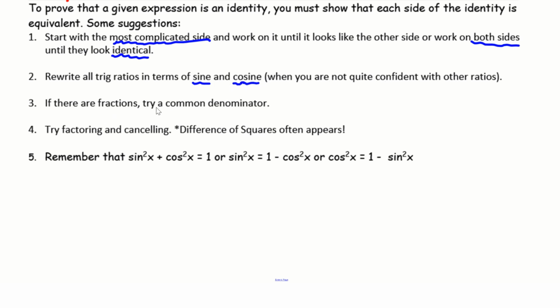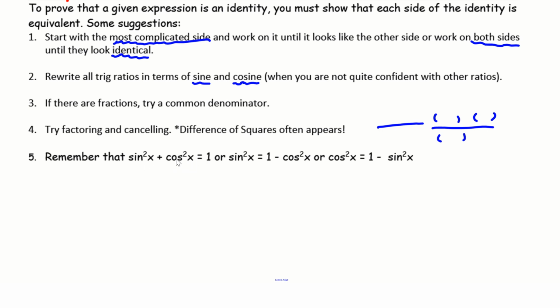If they are fractions, try to use a common denominator to make the numerator or denominator match for the left side and the right side. And also try factoring and canceling if you have fractions. So factor them, then try to cancel some common factor out. Difference of squares often appears. So how to get difference of squares is from the Pythagorean identities.